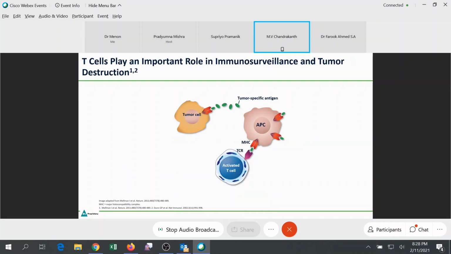So these tumor-specific antigens are presented by the antigen presenting cells like the dendritic cells or the macrophages to the activated T cell, which has the T cell receptor, and this causes adaptation or modification in the T cells to destroy the tumor cell. So this is extremely important: the new antigens in the tumor cells are important for the antigen presenting cell, and it presents them to the activated T cell for cell destruction. Next slide.